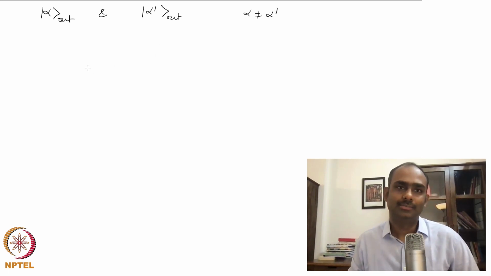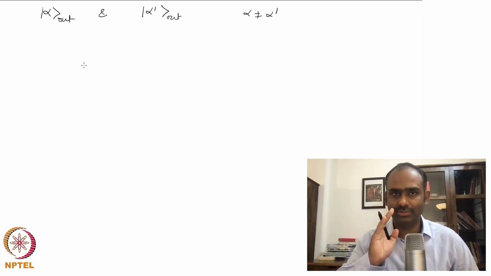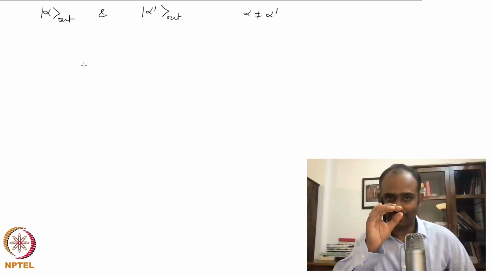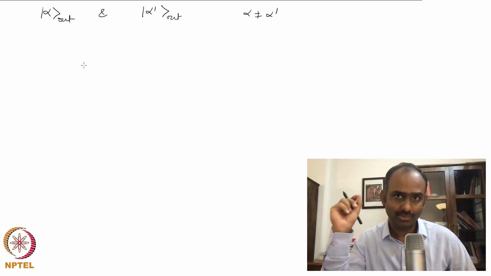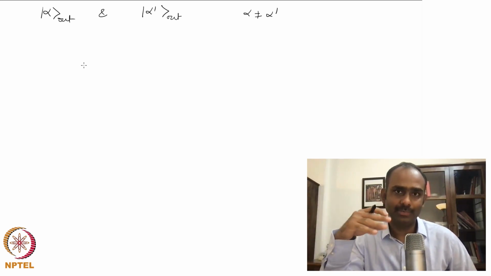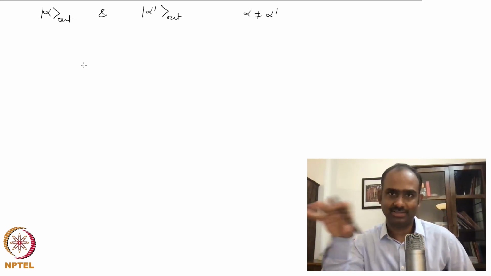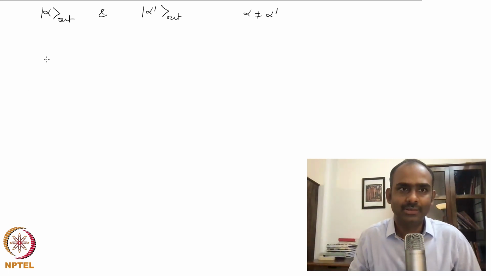For example, let's say both alpha and alpha prime contain 5 particles, with 5 labels P1 up to Pn and Q1 up to Qn. Then alpha not equal to alpha prime would mean that these 5 labels are not the same as those other 5 labels. So we would like to know what this inner product is.